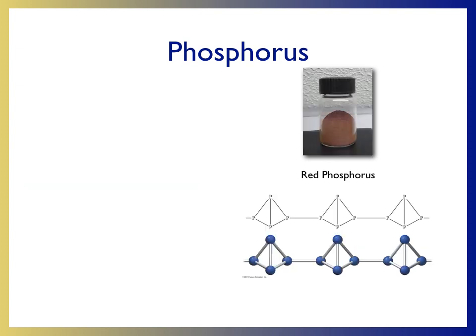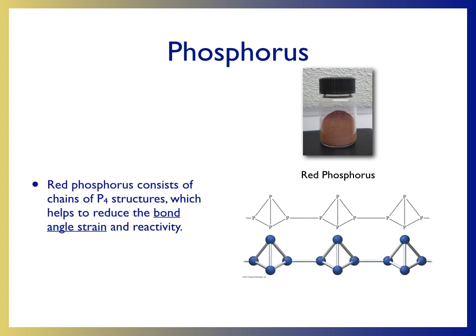The other allotrope of phosphorus, red phosphorus, is less reactive. In red phosphorus, the tetrahedral subunits are in a chain-like structure. This chain-like structure actually alleviates some of the angle strain, making it less reactive. Red phosphorus can be stored in air and is one of the components in match heads. When you strike a match, the red phosphorus is converted into white phosphorus, which ignites in air.